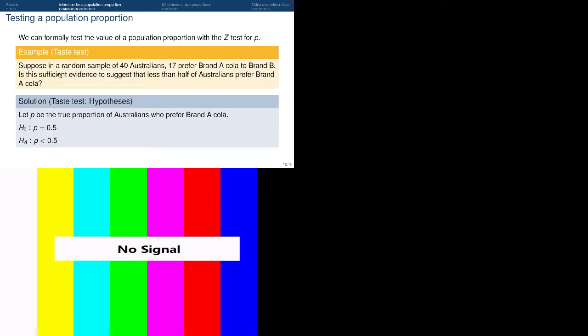All right, so suppose in a random sample of 40 Australians, 17 prefer brand A cola to brand B. Is there sufficient evidence to suggest that less than half of Australians prefer brand A cola?